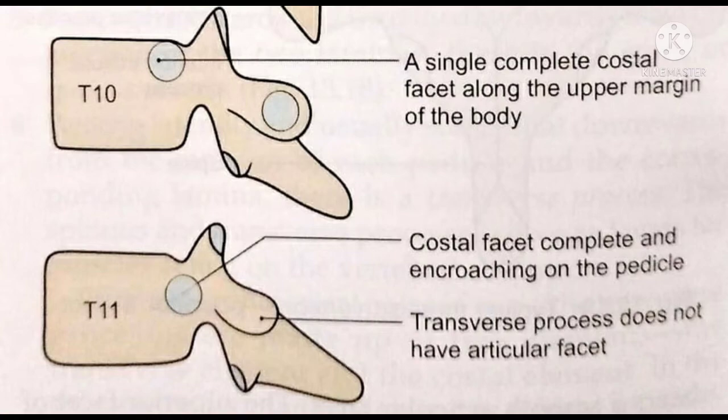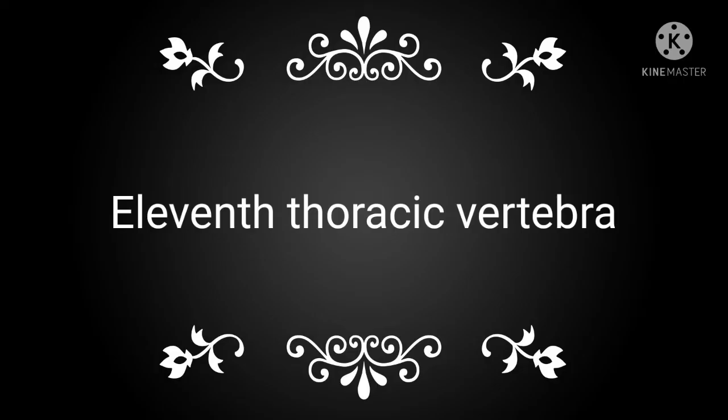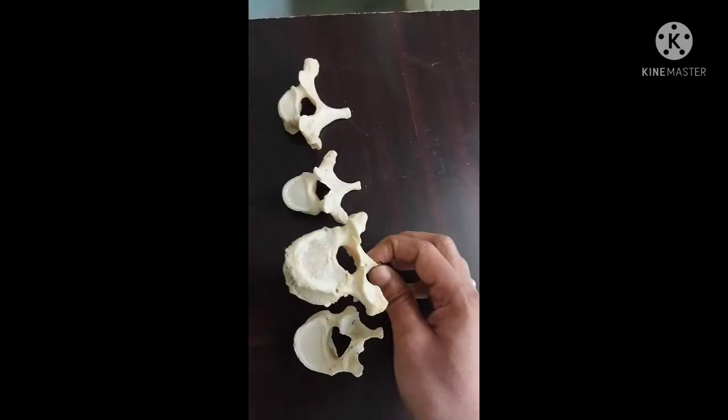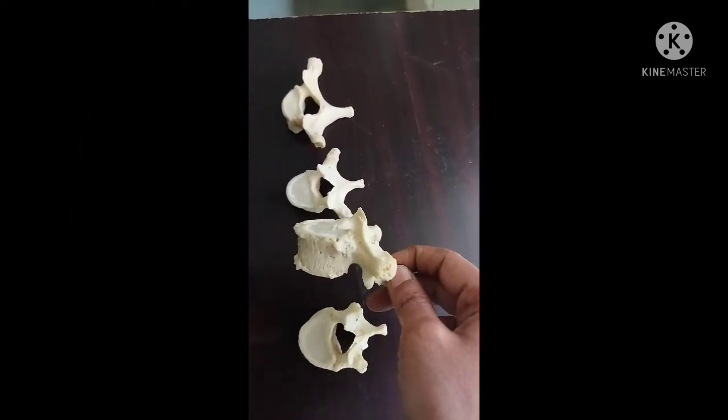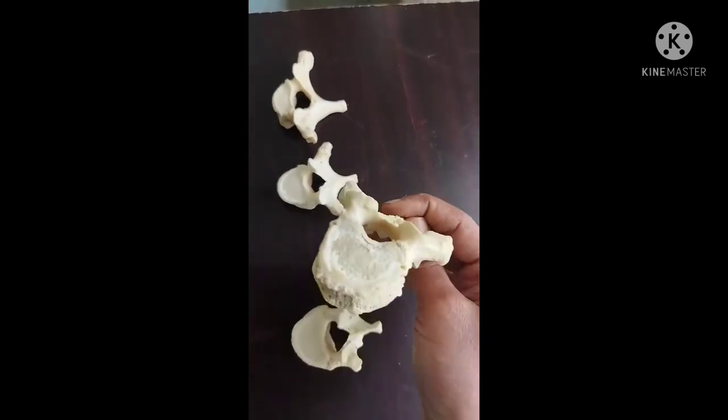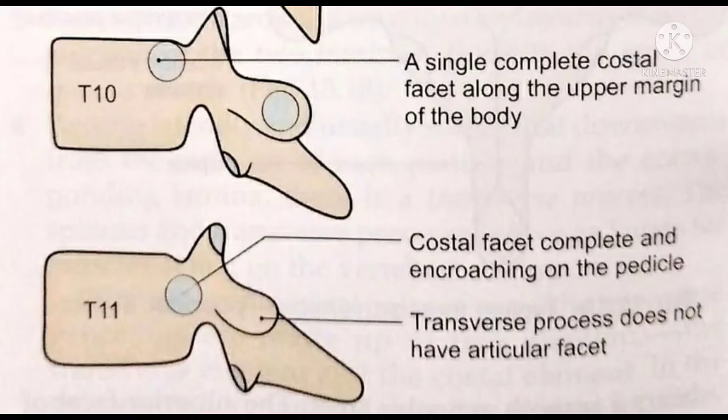The 11th thoracic vertebra has only one facet for the articulation of the 11th rib, the head of the 11th rib. The transverse processes are very small in the 11th vertebra and do not present a costal facet on their tips, because there is no tubercle on the 11th rib.